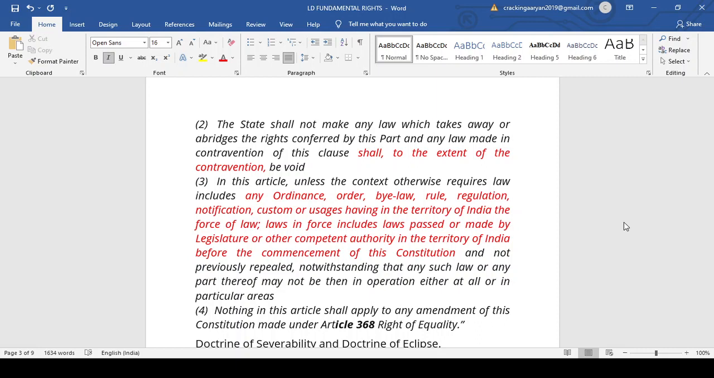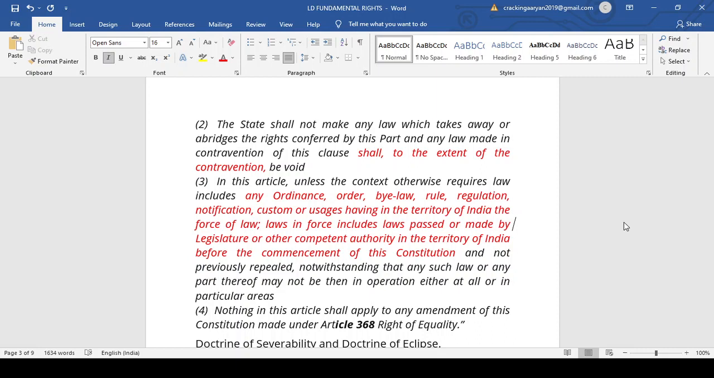So, when the Lok Sabha and the Rajya Sabha, that is the houses of the parliament, are not in session, at that time the government, meaning the president, can issue an ordinance. The best example of an ordinance is your triple talaq. You must remember when the triple talaq ordinance was brought, at that time the Lok Sabha and the Rajya Sabha were not functioning. So whether it is an ordinance, an order, a bylaw, rule, regulation, notification, and even custom.